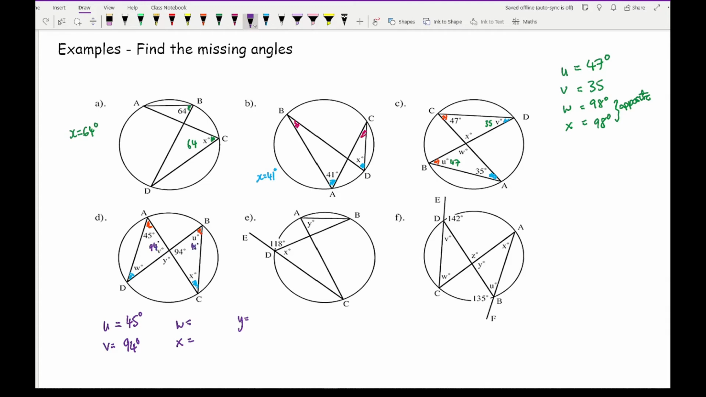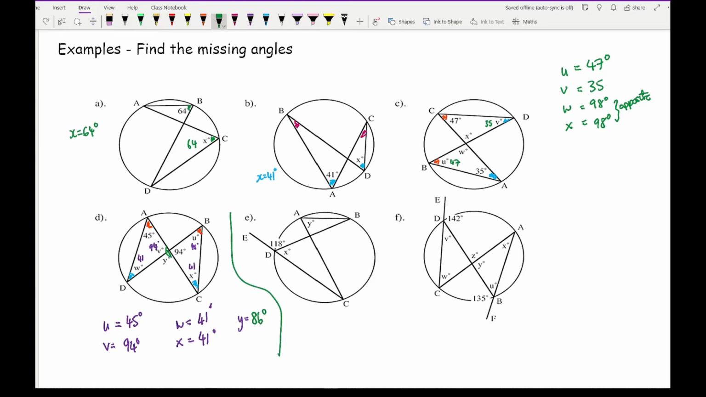And again what you might find easy is if you label as you go along, so that's going to be 45. And then working out what W is, W is in a triangle with ADY, so all I need to do is take away those two angles from 180, in which I get an answer of 41 degrees. So if W is 41, that means X is going to be 41. And then working with Y, I know that that lies on a straight line, so that's got to add up to 180. So Y is going to be 180, take away 94, which gives me an answer of 86 degrees.